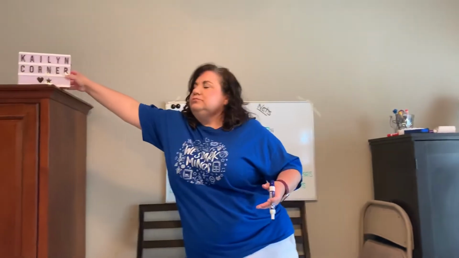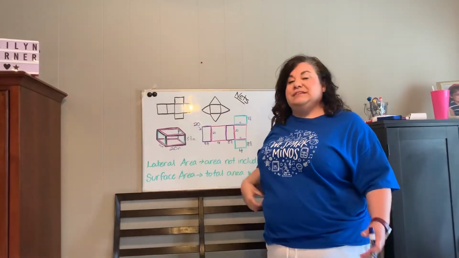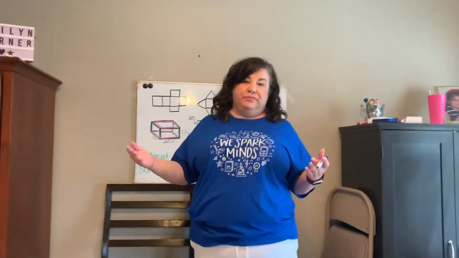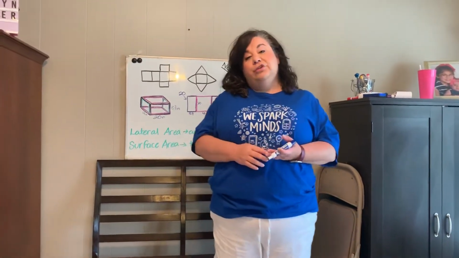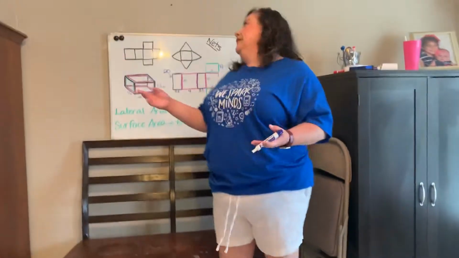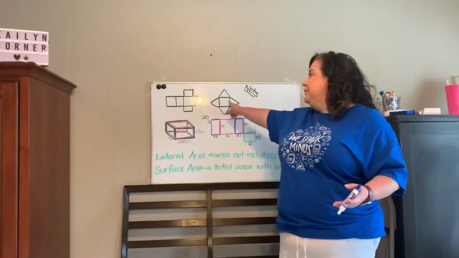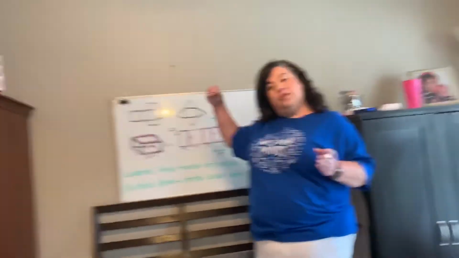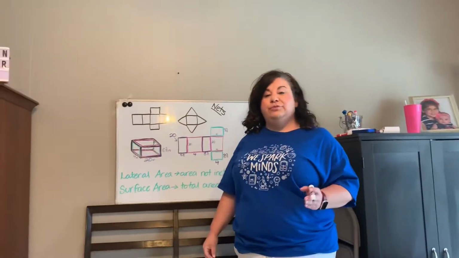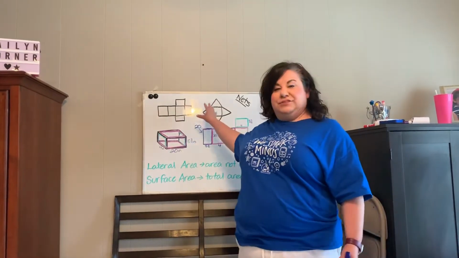So today, when you look at those nets, you're gonna see different solids, whether it be a cube or a rectangular prism, or like this one, a square pyramid. This is a square pyramid because the base is a square and the sides, when you fold them all up, would come to a point. So it would be a square pyramid. Now, that's what nets are.